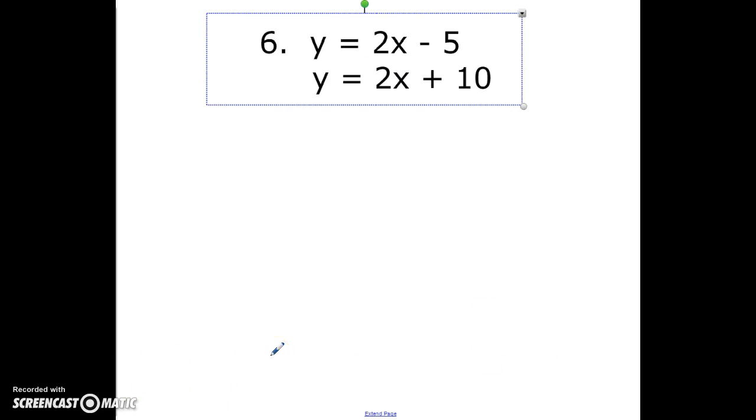Moving on to number 6. I have two equations in slope-intercept form. So you have a few options. You can either graph them. If you were to graph them, you would look for the intersection point on the graph, or look in the table and find where the two y values are the same. Or you can use the special substitution method, setting them equal to each other.